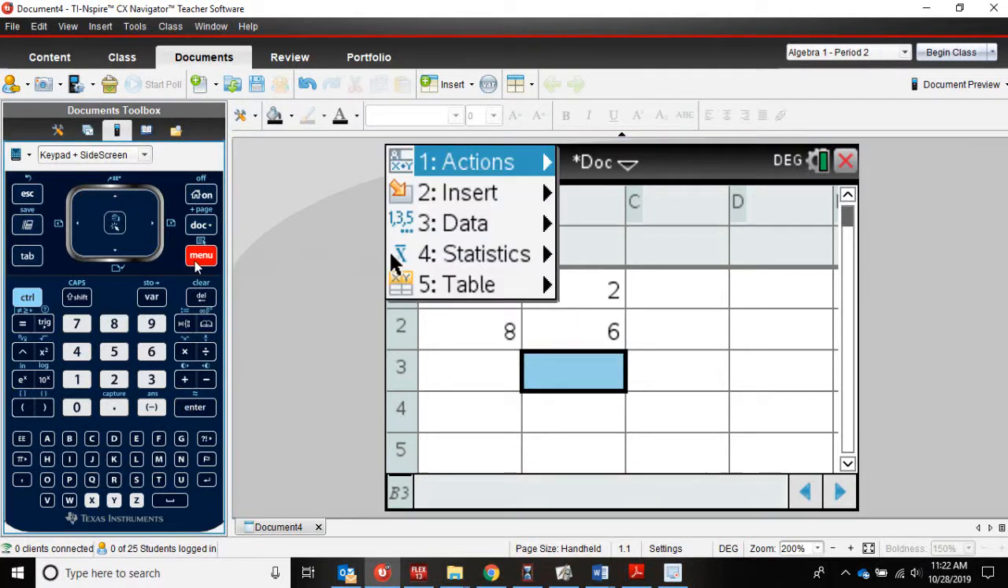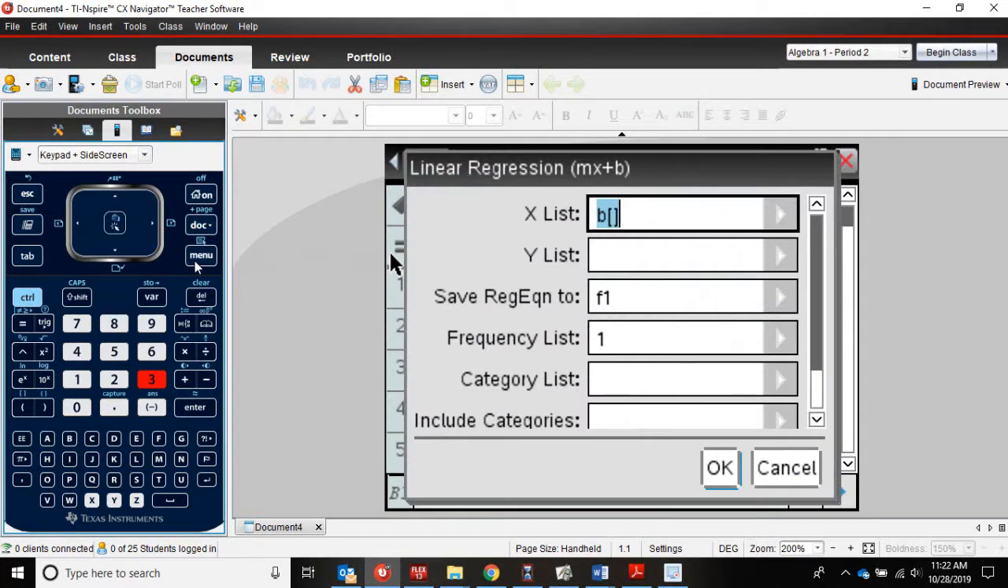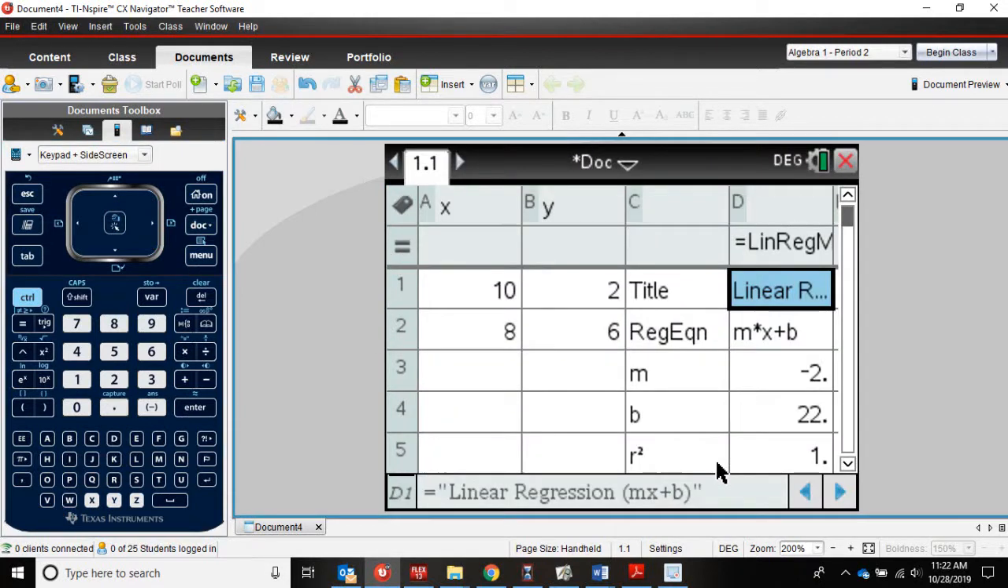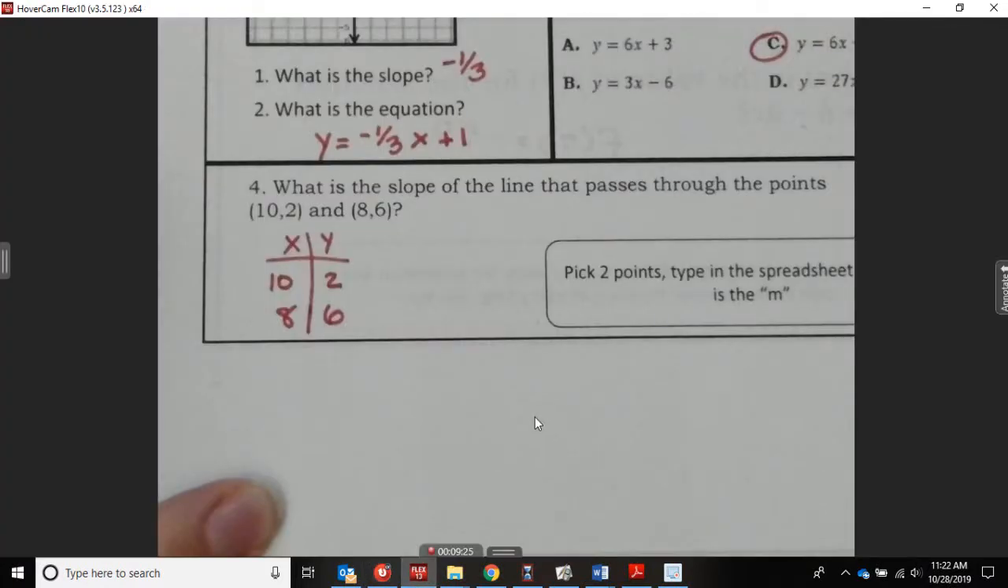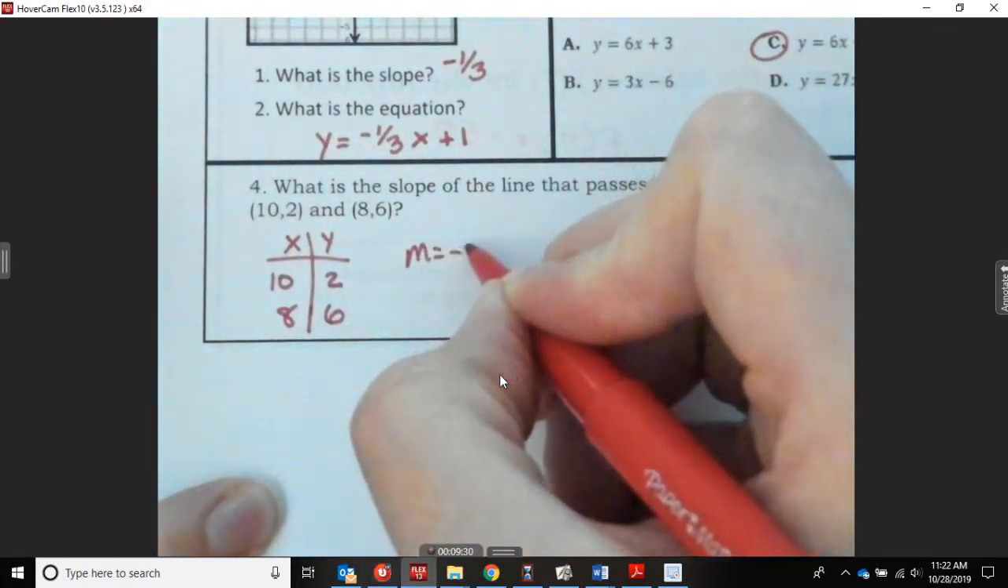And remember, it's menu 4, 1, 3. Change x to x and y to y, and say OK. My slope here is negative 2. My y-intercept is 22. The question, though, just asks for the slope. So my slope is negative 2.